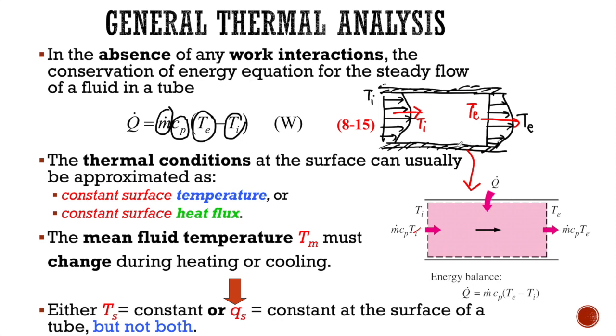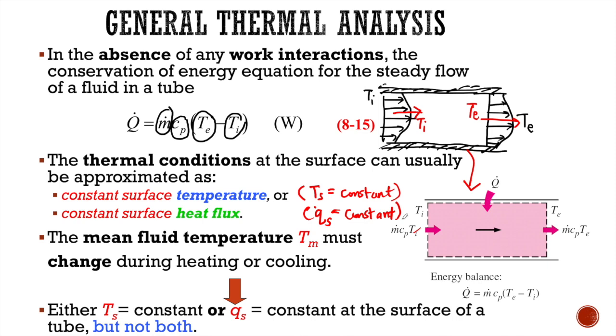The thermal conditions at the surface can usually be approximated, as I mentioned before. We have two conditions in internal forced convection. One is a constant surface temperature, so here we have Ts as constant. And another one, we have q dot s, the heat flux, is constant. So we have two conditions in order for us to do thermal analysis for internal forced convection.